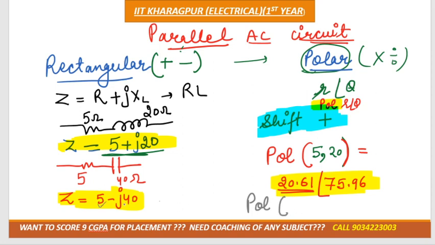Then you need to enter 5 minus j40, so write down 5, comma, minus 40, and then close the bracket. Because they have given 5 minus j40, we write 5 comma minus 40. If it was 5 plus j20, then we wrote 5 comma 20.